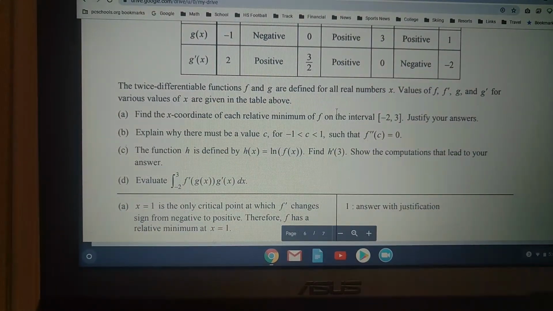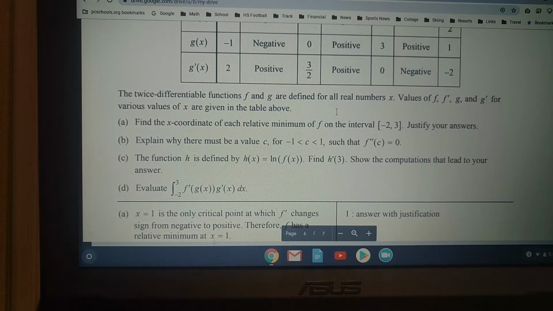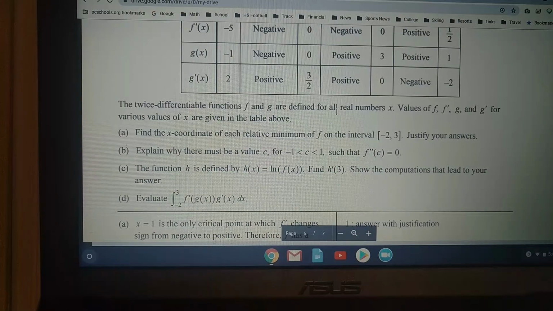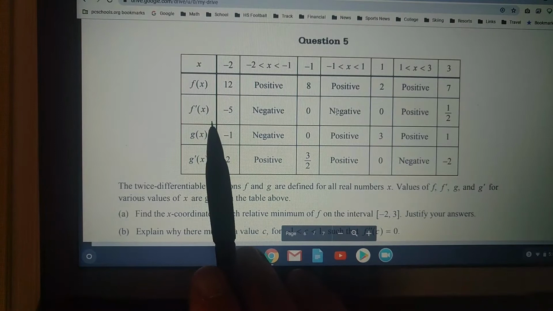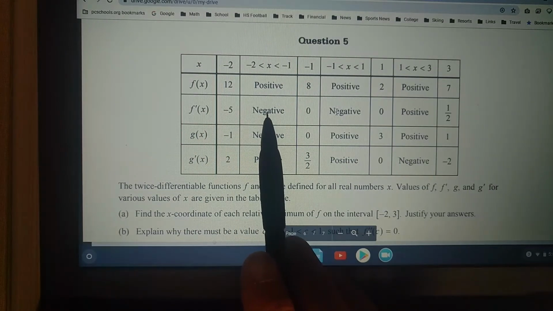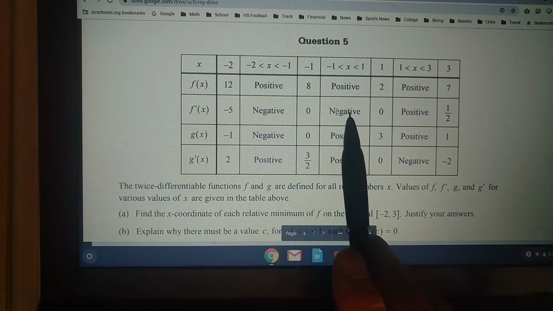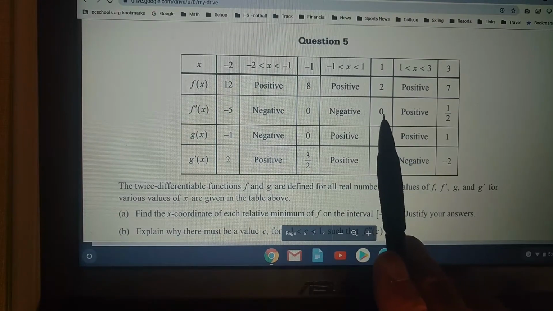First, they want us to find the x-coordinate of each relative minimum on the interval and justify our answers. For a relative minimum, we have to look for where the derivative changes from negative to positive. Looking at the derivative of f, I see that it changes from negative to positive at 1. So that would be a relative minimum.